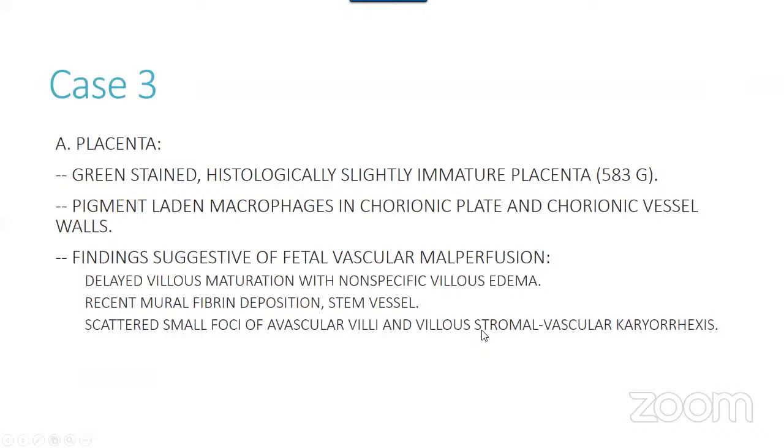So the way we would write this case up is as a, again, green stain, histologically slightly immature placenta. It has the meconium, and it has these findings that are suggestive of fetal vascular malperfusion, including the delayed villus maturation with nonspecific villus edema, the mural fibrin in the stem vessel, and some small foci of avascular villi.